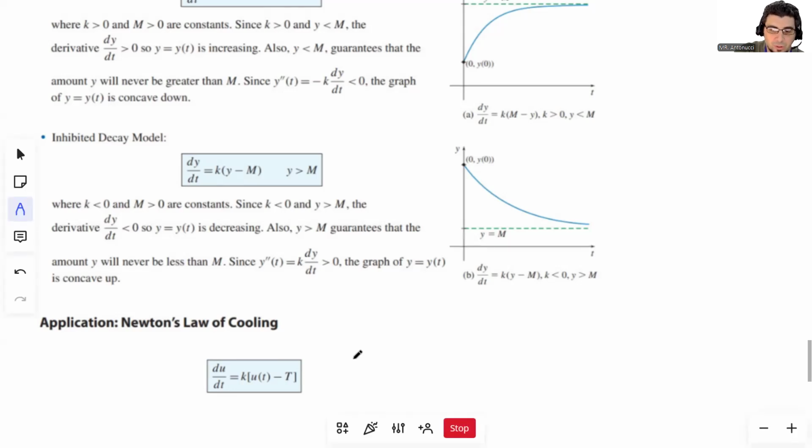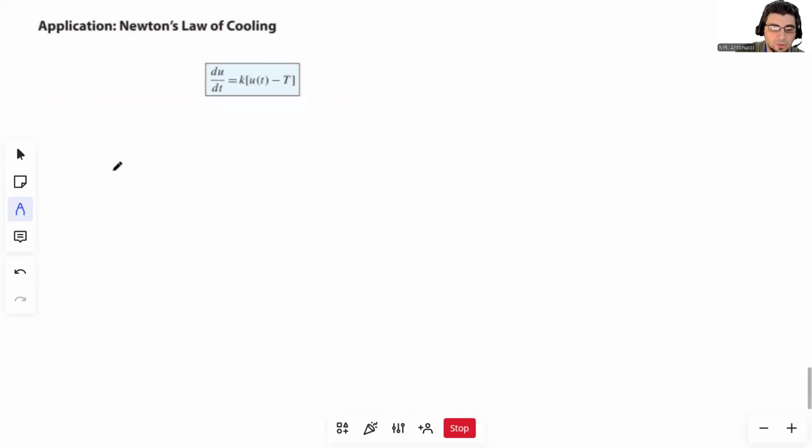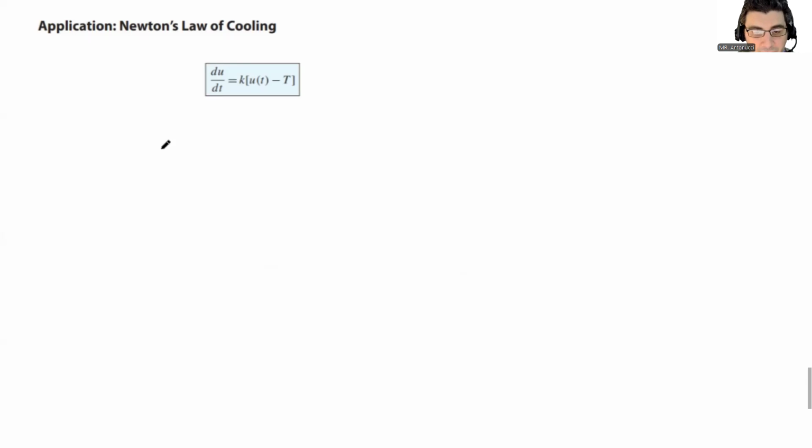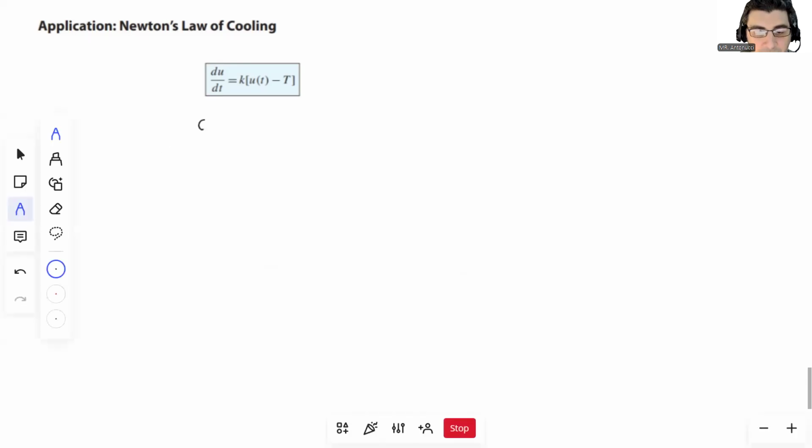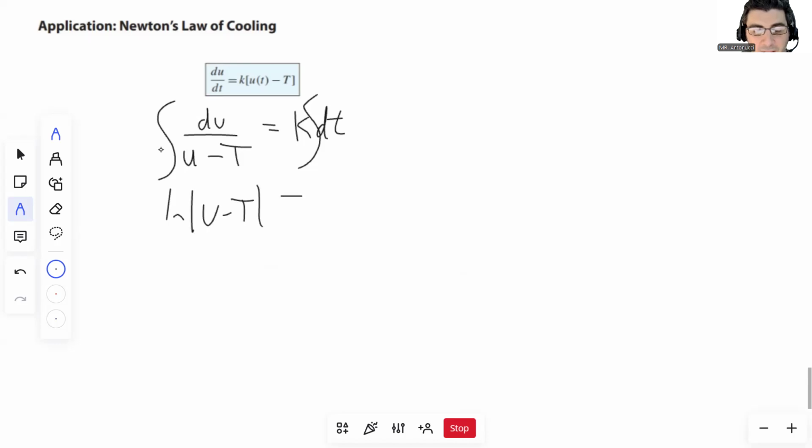We can go through and solve this differential equation for the particular solution. This is a separable differential equation, so we can start off by having du over (u minus T) equals k times dt, and we integrate both of those. This is going to be natural log absolute value of u minus T equals kt plus C.